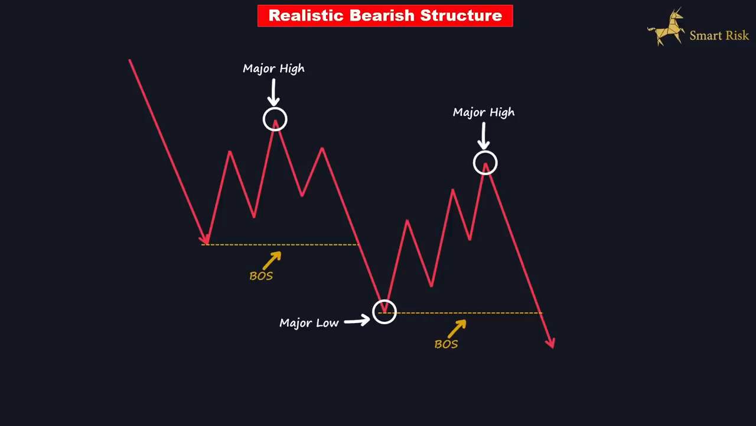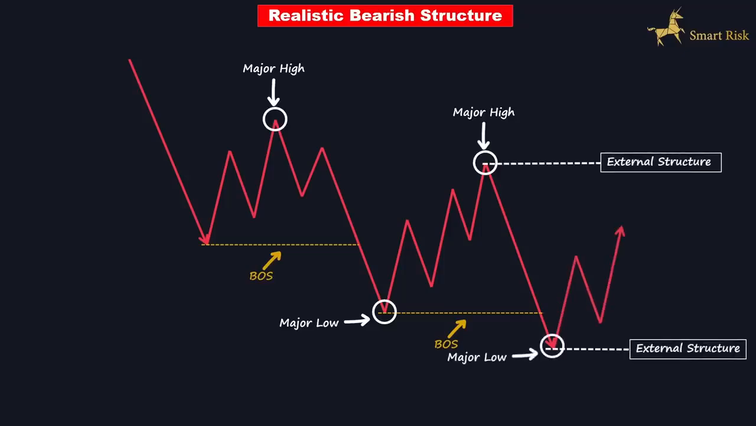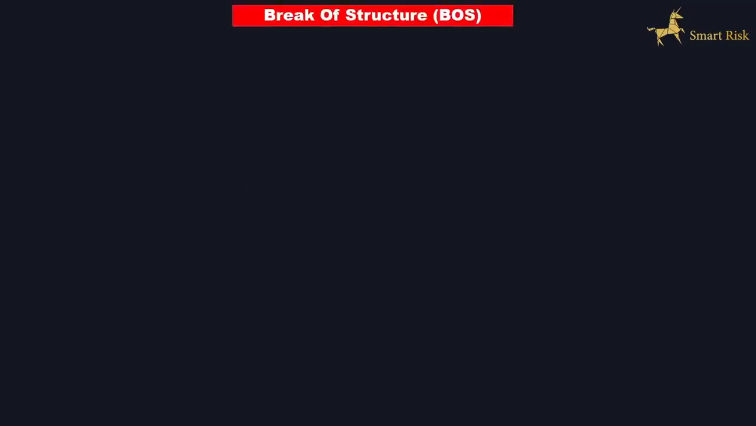Following this, the price retraced once more, forming another major low. Subsequently, after creating various internal structures, the price continued its downward momentum, establishing a sequence of lower lows and lower highs. Now, we will delve into another crucial aspect of market structure, the break of structure, BOS.